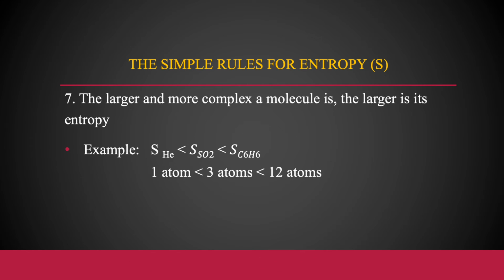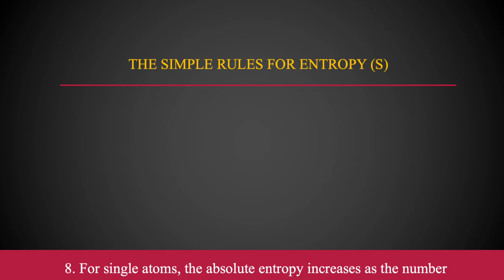The seventh rule of entropy states that the larger and more complex a molecule is, the larger is its entropy value. For example, the entropy value of C6H6, widely known as benzene, is higher than the entropy value of sulfur dioxide, which in turn is higher than the entropy value of helium.